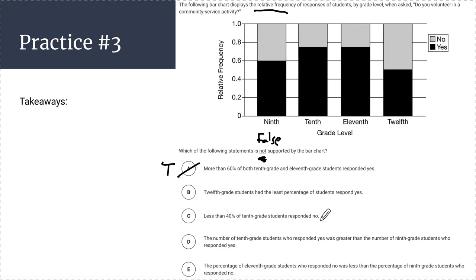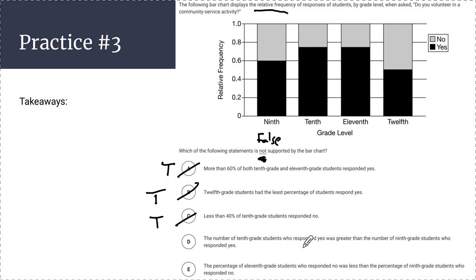Because the percentage here is greater than the 60% line. Percentage of kids who said yes. 12th grade students had the least percentage of students respond yes. That seems true. The black section of the 12th grade is the smallest, so it has the least percentage. 12th grade has the least percentage, that's true. Less than 40% of 10th grade students responded no. Okay, we go to 10th grade students. Less than 40% responded no. That's going to be true because if over 60, this looks like over 70% of them said yes, so less than 30 said no.